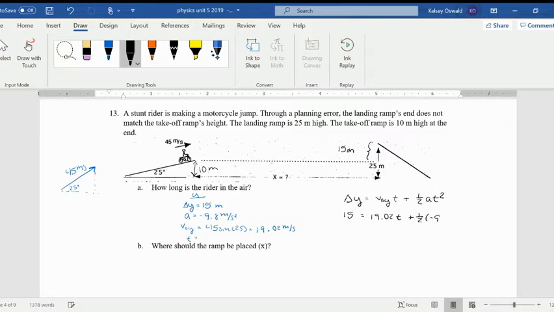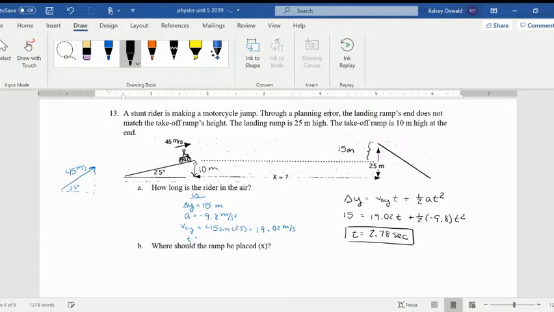This one we are going to have to use the quadratic formula. Remember, your a term is always the one in front of your t squared, the b term is the one in front of the t, and the c is the one without the t. Okay? So when we use that quadratic formula to solve, we are going to find that it takes the rider 2.78 seconds to get across.